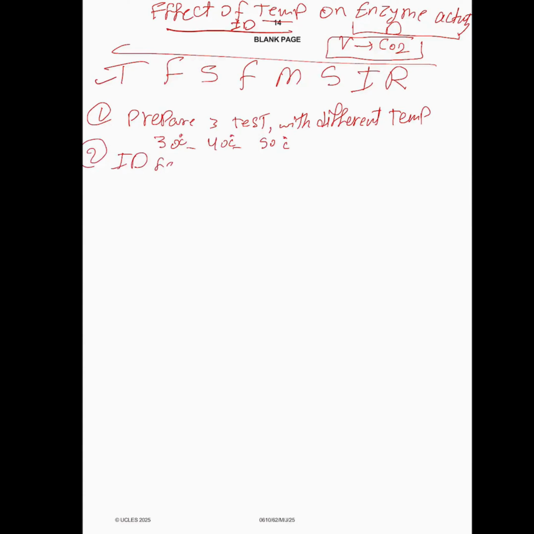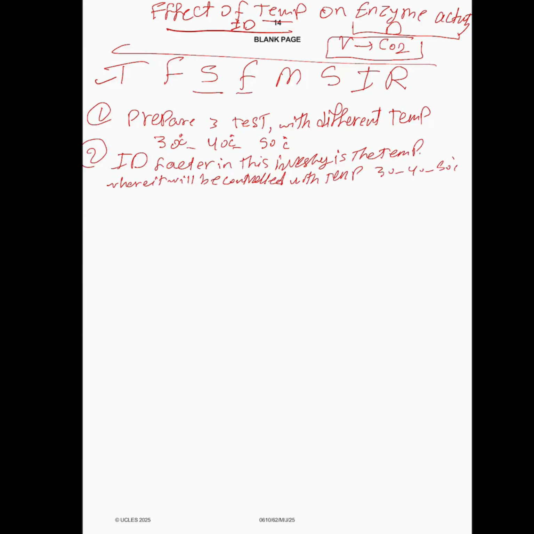The independent factor in this investigation, just answering as if I am a student, is the temperature, where it will be controlled with different temperatures: 30, 40, 50. What should be kept the same? Controlled variables are: I should control the pH for the enzyme.